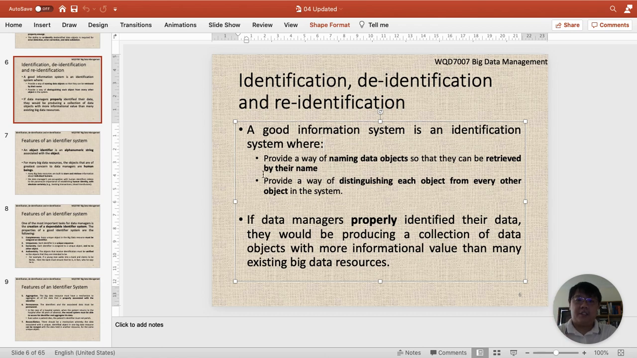Okay, if data managers properly identify the data, they will be producing a collection of data objects with more informational value than many existing big data resources. What we are talking about here is that we try not to have personally identifiable information within your identification system, but some general concepts or general grouping criteria you can put inside, so that at the end of the day it helps you in analyzing your data. So the way you design your identification system will be quite crucial at this point.